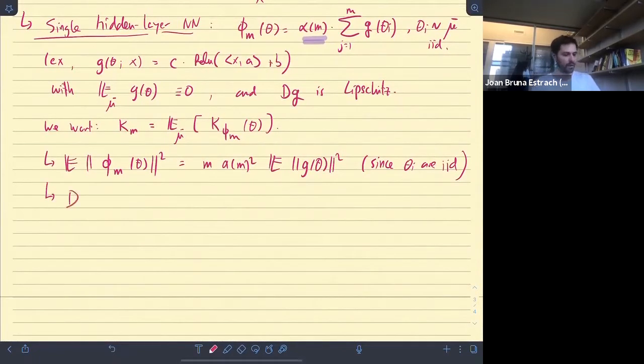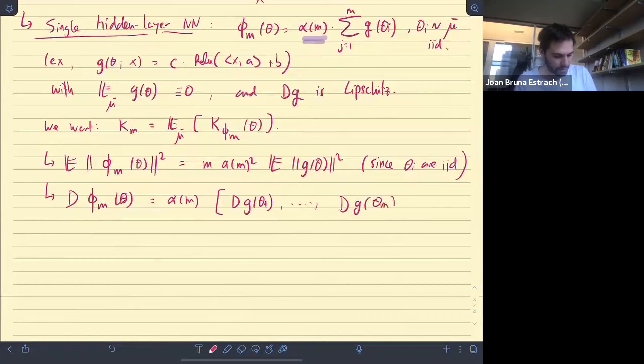Now let's compute the gradient of phi. Just look at the scaling. I just recover alpha of m times the gradient of g with respect to each of the parameters. So I have the gradient of g of theta 1, up to the gradient of g with respect to theta m. We are going to first compute the squared operator norm of this matrix. For this, we can just look at the outer product.